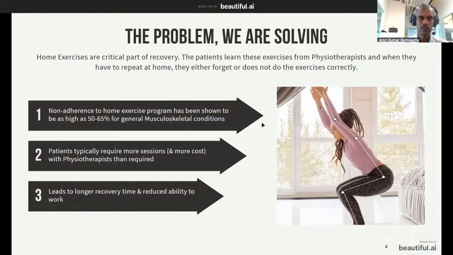And there are studies which show that more than 50 to 65% of people don't adhere to the home exercise programs, which leads to more sessions than needed, right? Let's say a person can recover in 3 to 4 weeks. It usually goes to 6 to 7 weeks because they don't adhere to these programs, which leads to more sessions and more cost in terms of recovery, right? It also increases the amount of time they take off from work, being absent or less productive at work, right? So this is the problem that we try to solve.